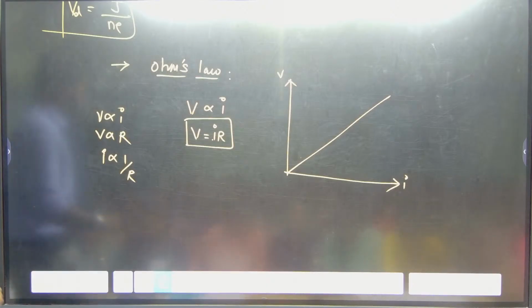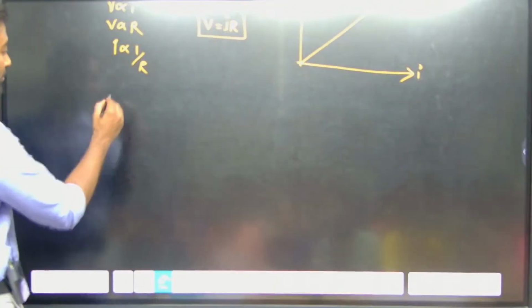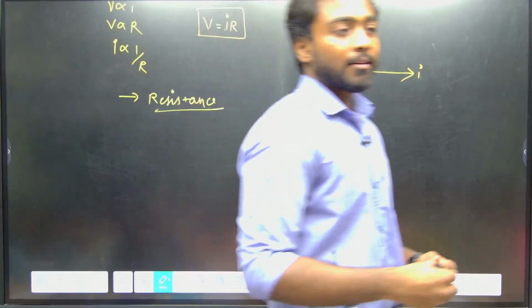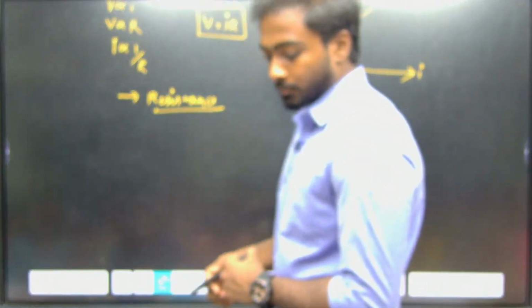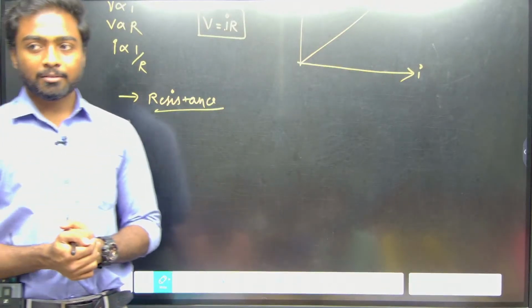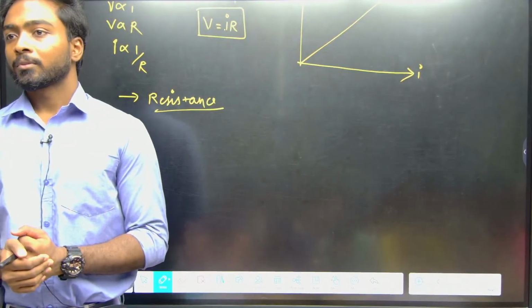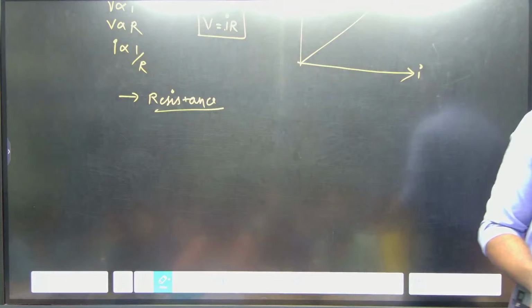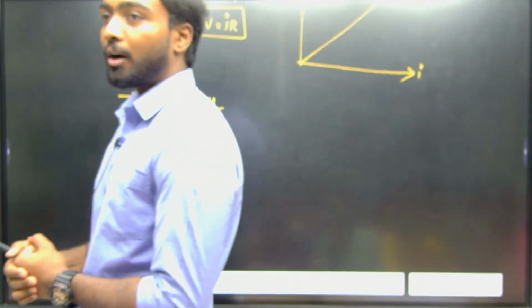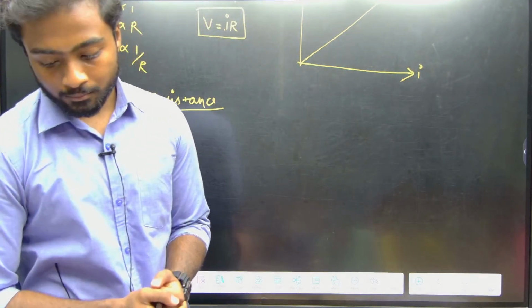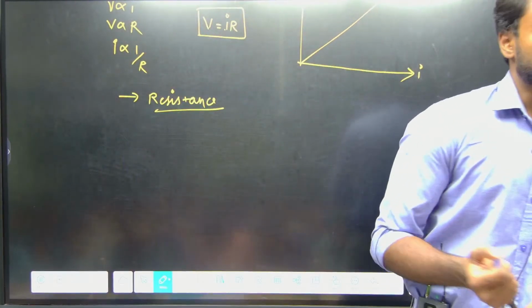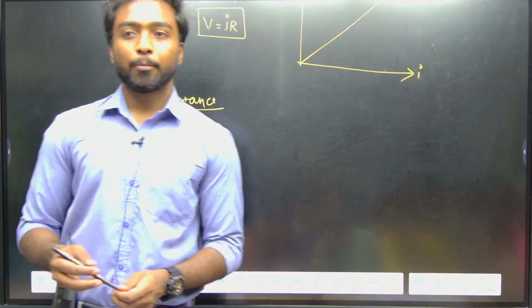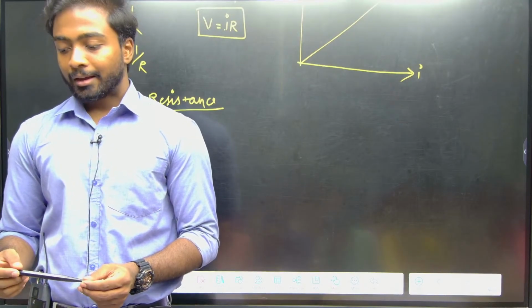The topic is resistance. First point, the electrical resistance of an object is a measure of its opposition to the flow of electric current.